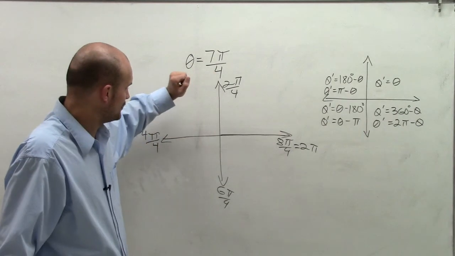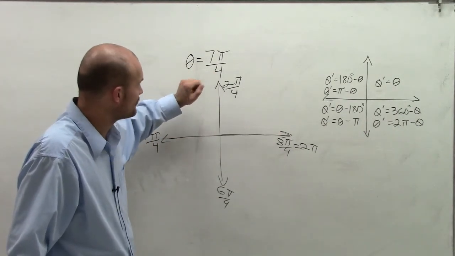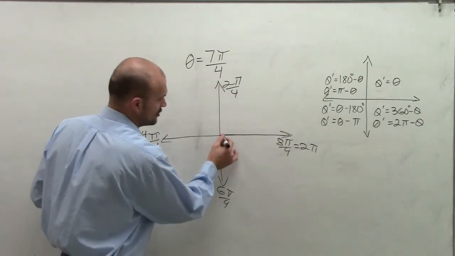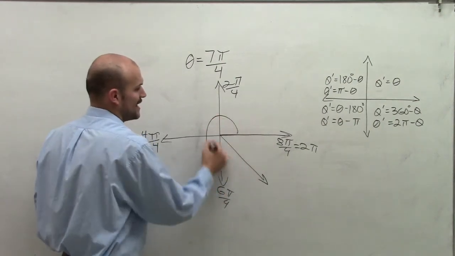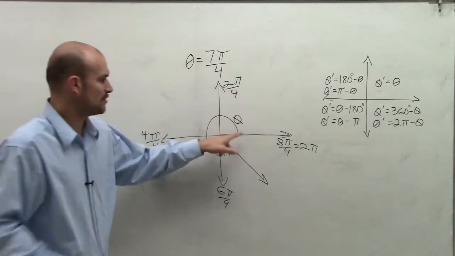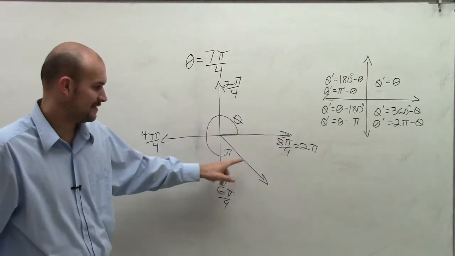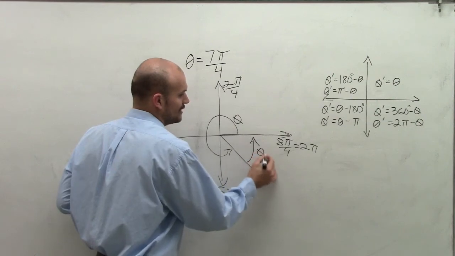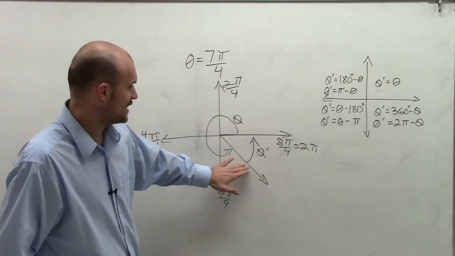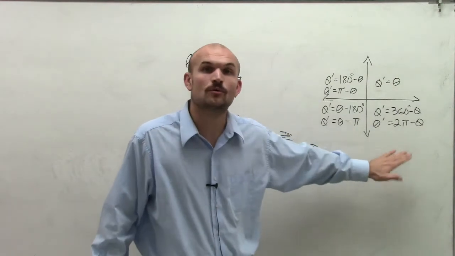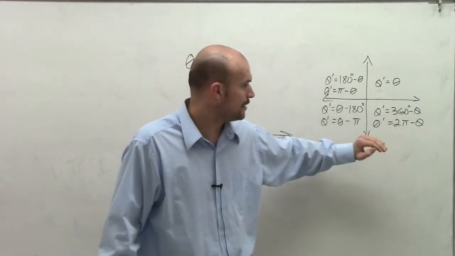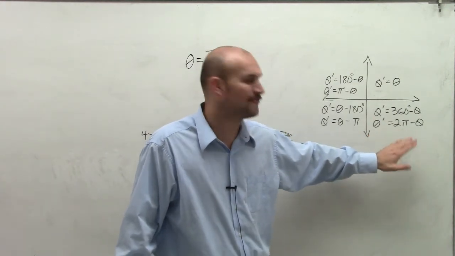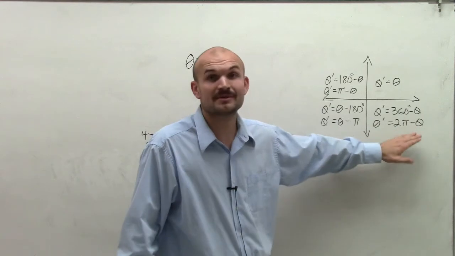Therefore, when looking at this problem, what I'm going to determine now is where 7 pi over 4 is going to be, roughly right here. So therefore, I can say my angle theta, 7 pi over 4, is going to have an initial side here and a terminal side there. Now remember, the reference angle is going to be the distance from my terminal side to my initial side. So once I notice my angle is in the fourth quadrant, I'm going to go over here and look at what is the formula to find my reference angle when I have a terminal side in the fourth quadrant?